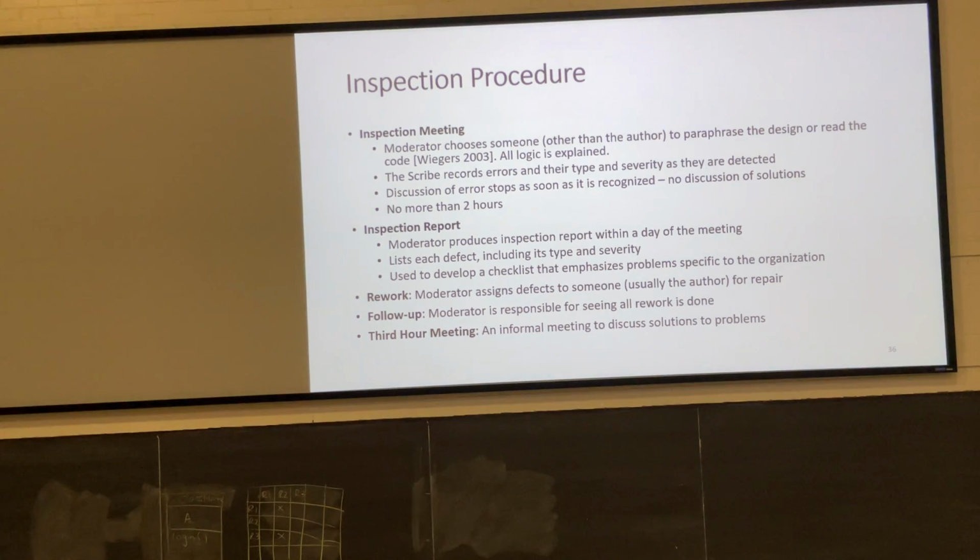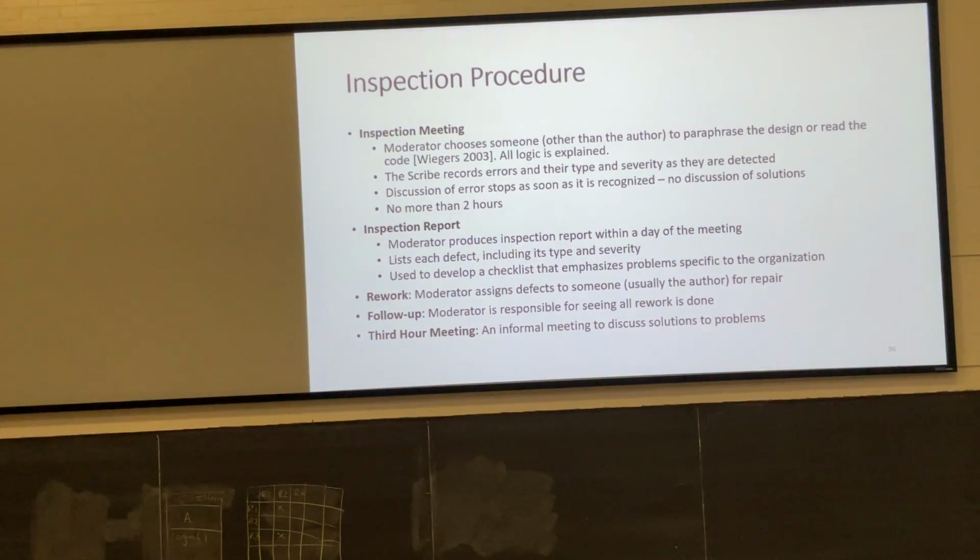And the next thing is the report after the meeting. So the moderator is going to produce the report. It's going to list all the issues that have been found, and any additional information that you've recorded, the severity of the issues, where it is located, what type of issues it is, etc. And then normally these inspection reports are used to make the checklist better. We're going to see the checklist in a minute, just a little bit of patience.